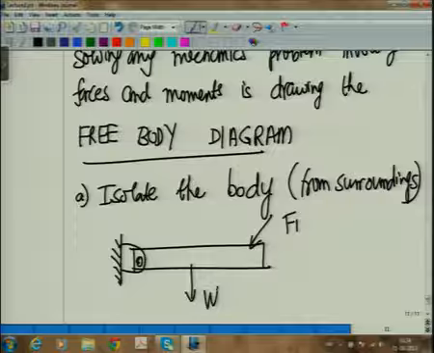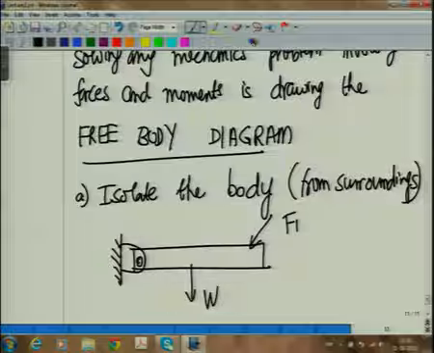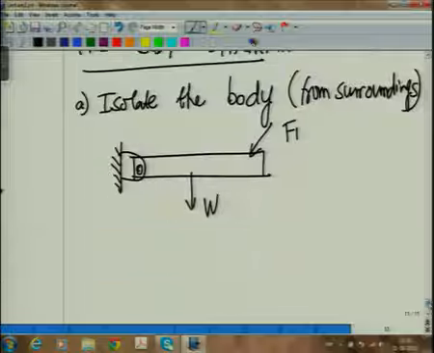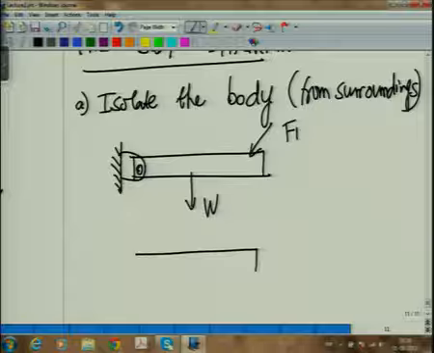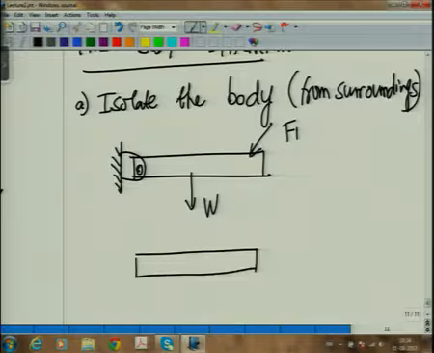If I have to draw the free body diagram of the bar, what I will do is isolate the bar from the surroundings. That's the first step. Draw the bar alone. Whatever is happening internal to the bar, I don't care. That is not a part of the free body diagram of the bar. So if there is something internal, two forces are acting, we don't care.